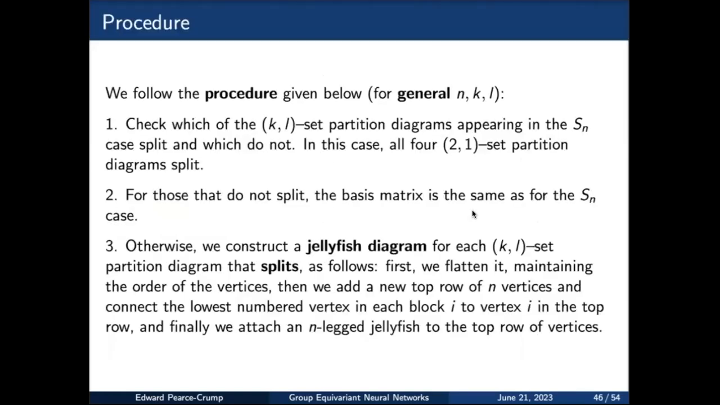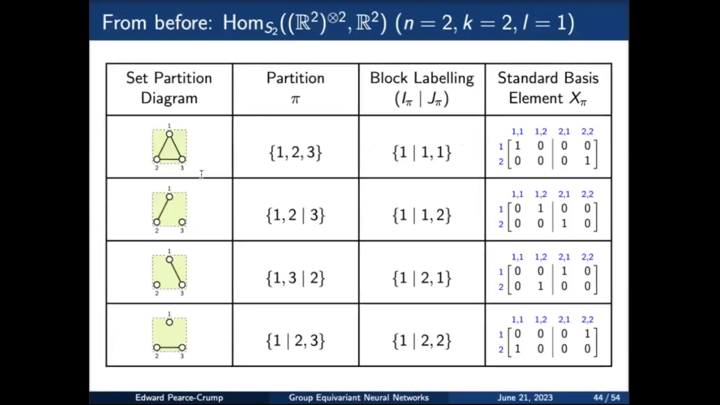So there's this general procedure that I'll walk you through, which works as follows. We take all the set partitions in the S_N case, and that's just because, as I said before, we're still looking at all set partitions of one to l plus k that have at most n blocks. And now we need to decide whether they split or whether they don't. As I say here, all of them split. If I go back, because n is two, the ones that split are going to have either one, n minus one, or two blocks. This is one block, two blocks, two blocks, two blocks. So these all split.